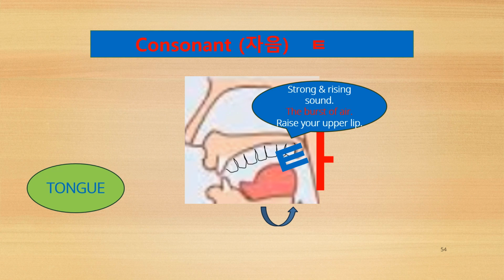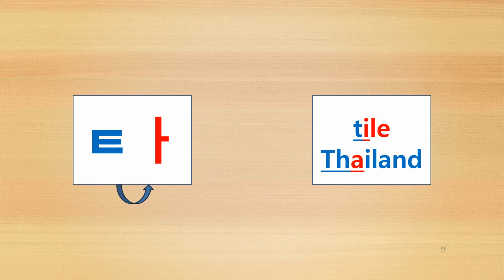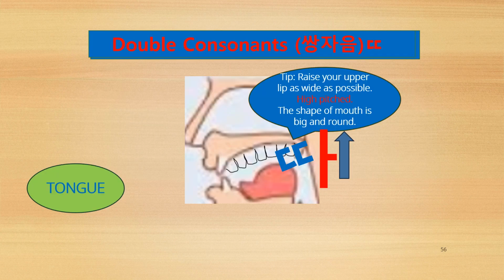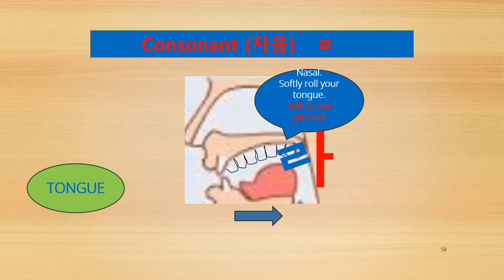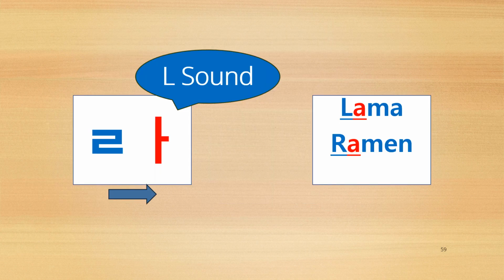And the ta is a burst of air, rising. Ta. And then tile or Thailand. And then the double consonant ta is high pitched, so the shape of your mouth begins round, ta. Ta is like tabung in Portuguese. And the la, la, la nasal sound: softly roll your tongue, soft and low, just low pitched la. In English, L and R are distinguished, but not in Korean. Lama, ramen, but in Korean we pronounce it just as la.